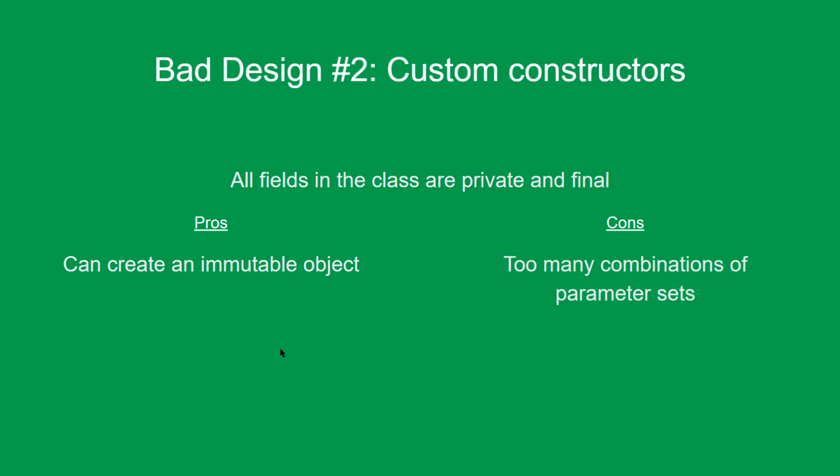What I mean by this is, for example, say a class has two fields x and y. We would need to create 3 different unique constructors, one that takes just x, one that takes just y, and one that takes both x and y.